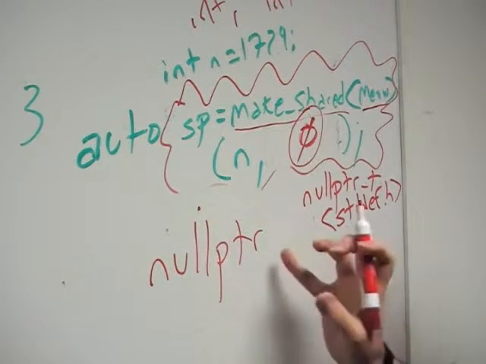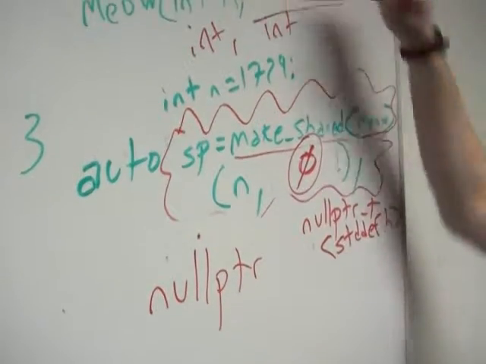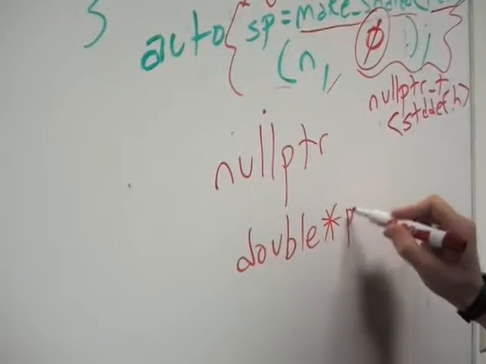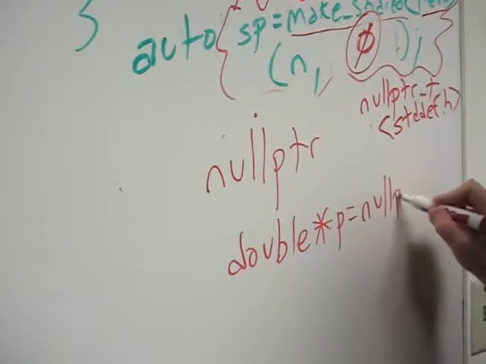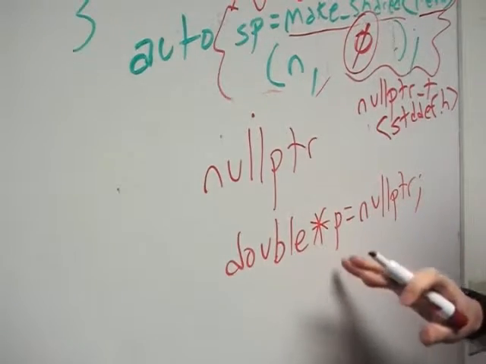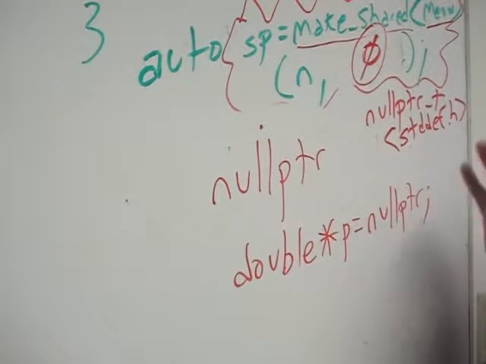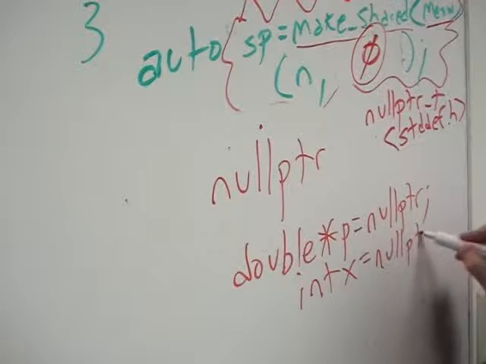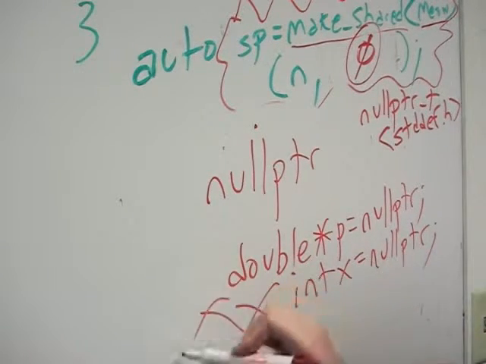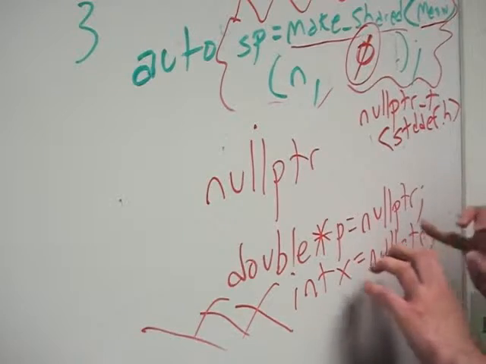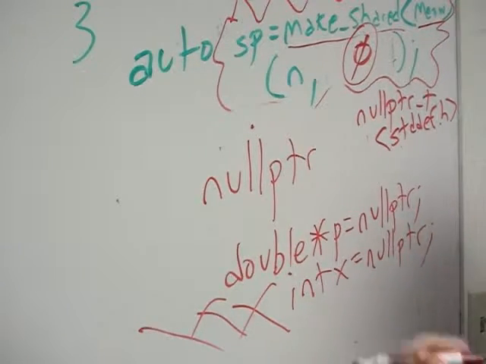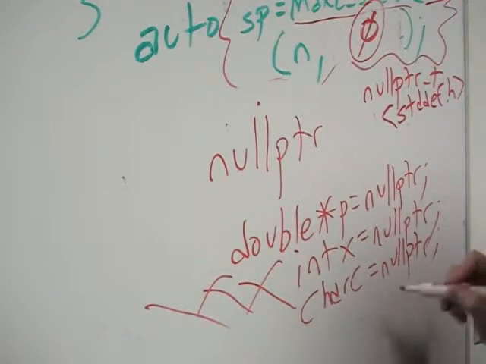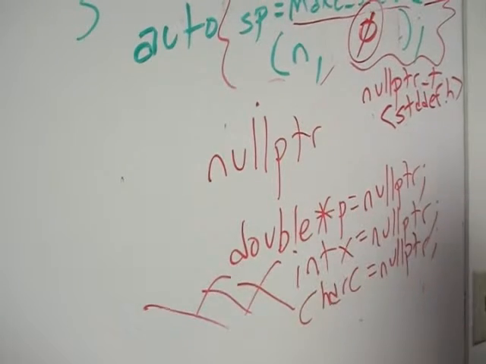And this constant is convertible to any pointer type. So if I have a double star p, I can say double star p equals nullptr. And it's convertible to double star, as if I had said 0. However, it's not convertible to other things. So if I say something like int x is nullptr, this will not compile, because this null pointer type is not convertible to an integer. Or if I try to say char c is nullptr, it will not compile because it's not a character. It's a null pointer. So that type safety is nice.